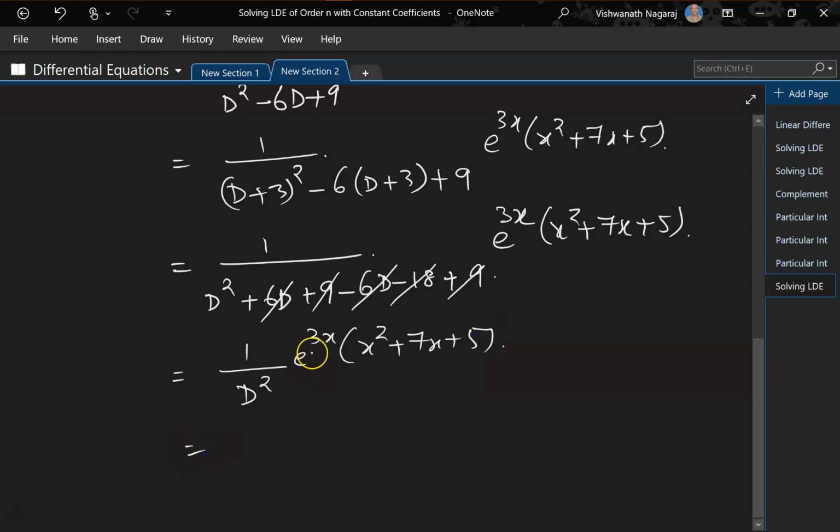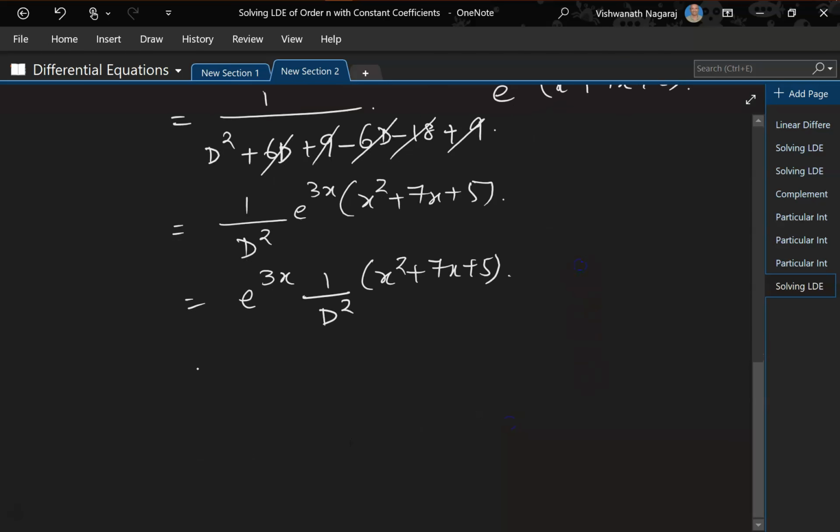Now this is e^(mx) times V. Yes. So e^(3x) times 1/D² of (x² + 7x + 5). Remember, D² means we are talking of twice, right? And since it is in the denominator, we have to do integration and not differentiation. So the first time when we do the integration, we get x³/3 + 7x²/2 + 5x.